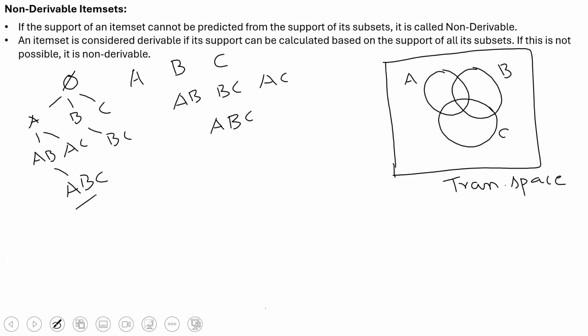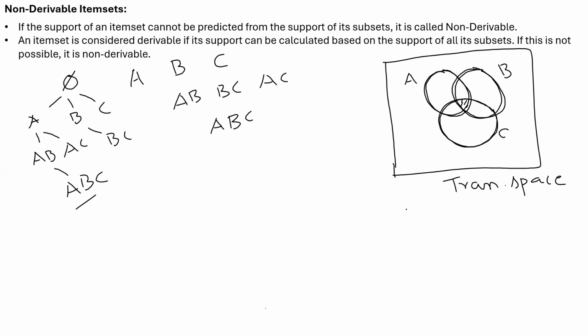Why we are calling this transactional space is something that we will see. But let's understand what is A. This whole stuff is A, right? This is A, this is B, and this is C. What is this area called? What is this middle area? That is ABC, right? It's part of all the ABC.